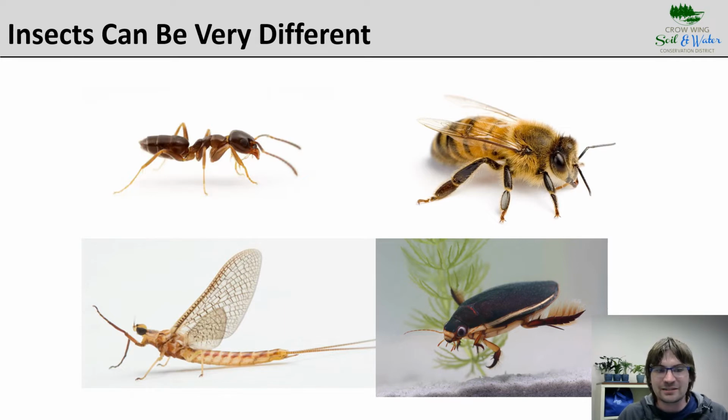But an ant doesn't have wings because it lives underground. A bee has wings because it has to fly flower to flower. A mayfly has wings because it has to cover a long distance over a short amount of time. And if we look at that water beetle's legs, you see those hairs that help it swim.